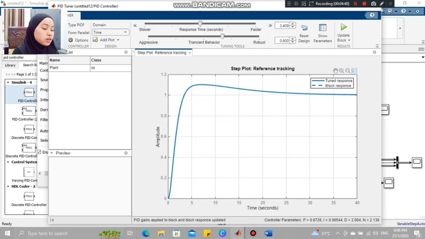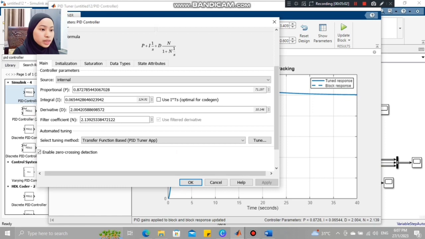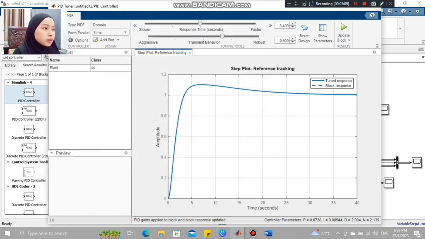So this is the automatic response, and this is the controller parameter for automatic tuning response. So P is 0.8728, I is 0.06544, and D is 2.004. And at this block, it will change automatically. Alright.